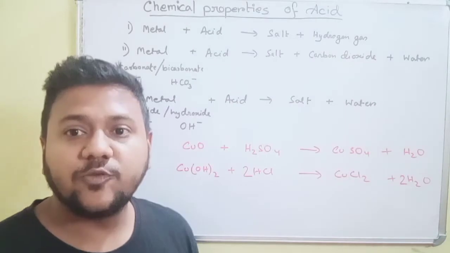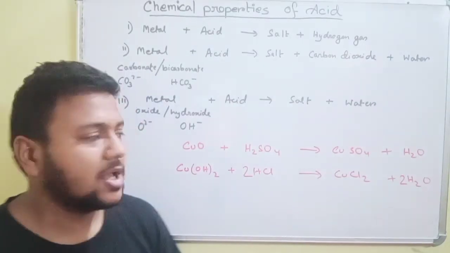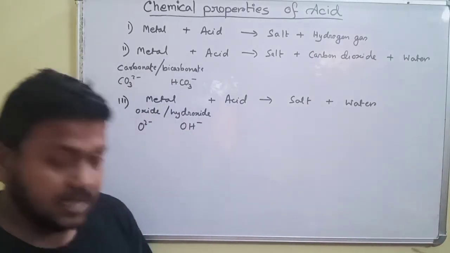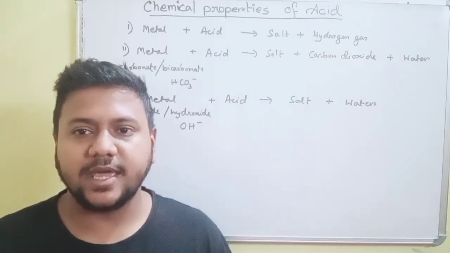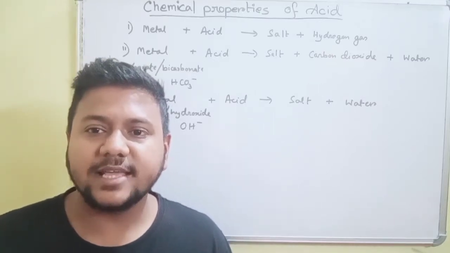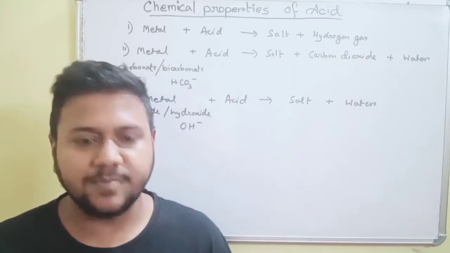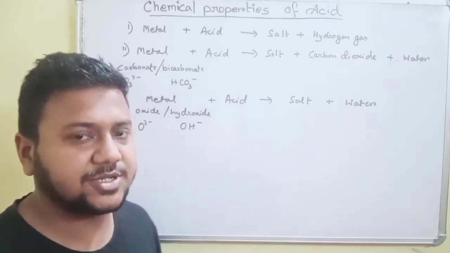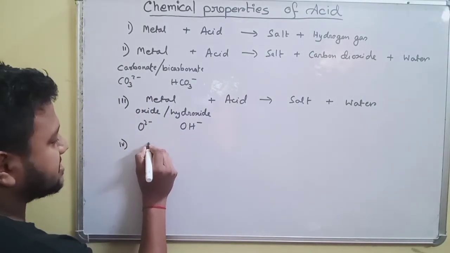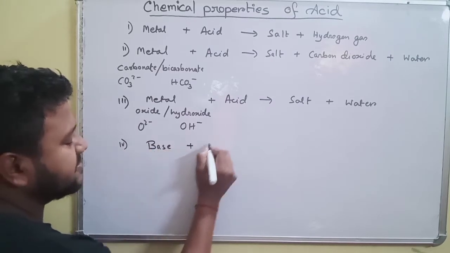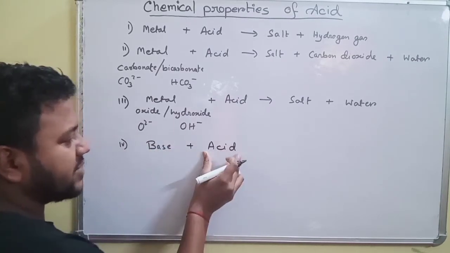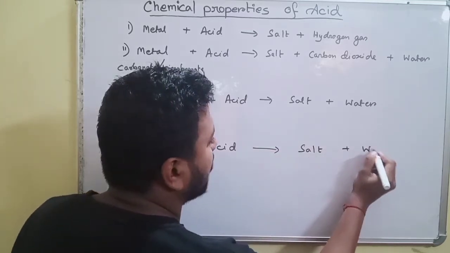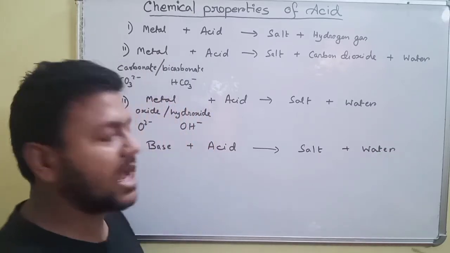Okay, now let us move forward to the fourth chemical reaction. In the fourth chemical reaction, we will keep in mind that a particular acid reacts with a base to neutralize the acidity and the basicity of the base. This particular reaction is known as neutralization reaction. So when a base reacts with an acid, the acidity of the acid and the base is neutralized in order to form salt and water.